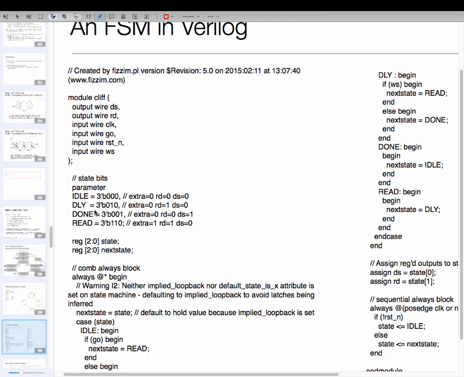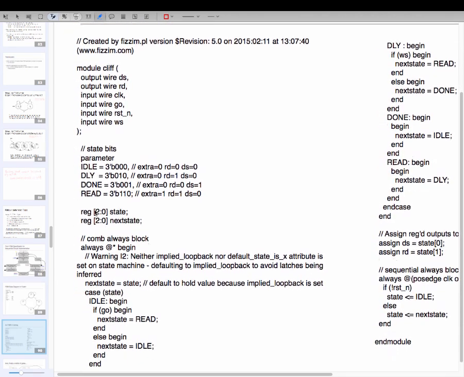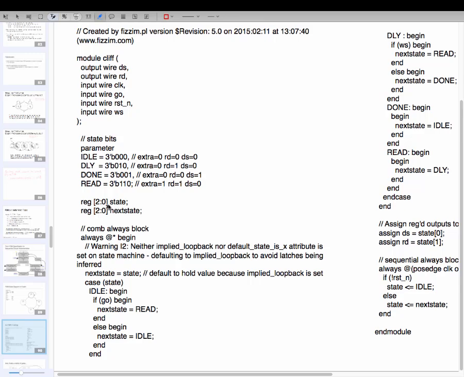And this notation, like you see 3'B000, is basically saying I have a 3-bit binary number which is 000. DLY, its coding, the state corresponding to it is 010. For done, it's 001. For read, it is 110. It automatically did it for you based upon some criterion. You don't need to worry about it. It defines these things called state and next state.